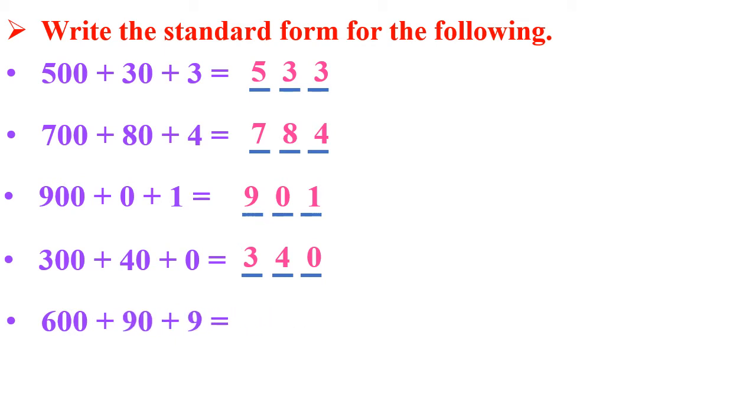Next number is 600 plus 90 plus 9. Again we have to draw 3 lines. The number which is written on the hundreds place we have to write down in the place of hundreds. The number which has tens place value, we have to write down on the tens place, and the number which has ones value, we have to put on the ones place. So the answer of 600 plus 90 plus 9 is 699.